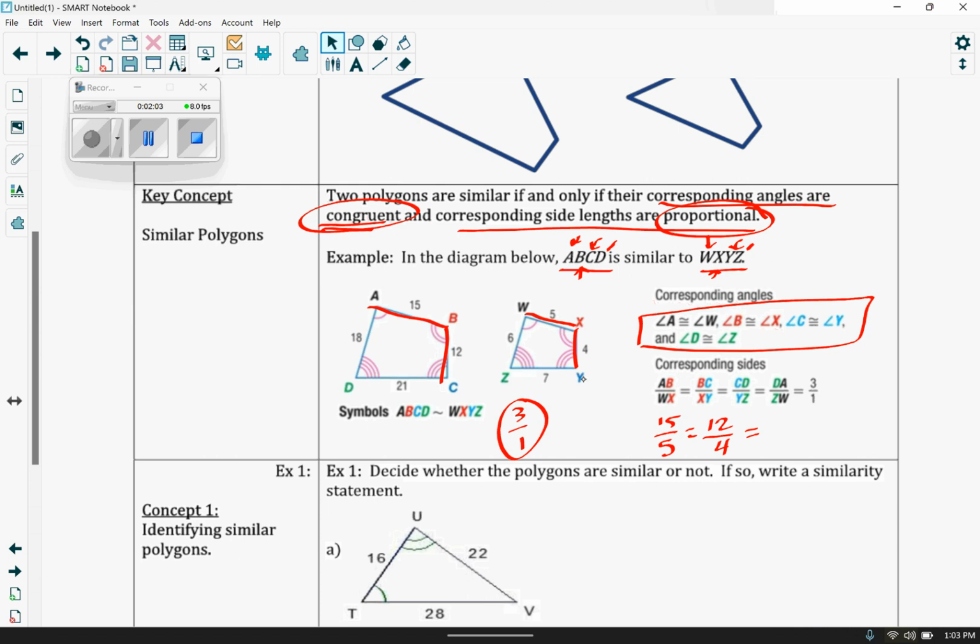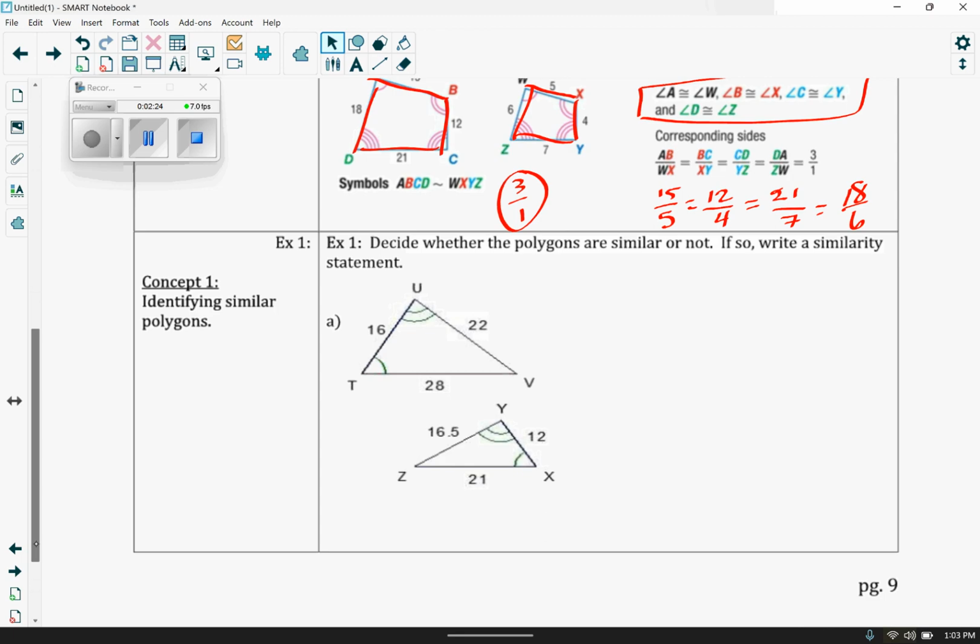Then the next side, we've got 21 over 7. Well, 21 divided by 7 is 3. And then the last but not least, double check that. We're going to have 18 over 6. And that as well is 3 over 1. So you can see that it is proportional.